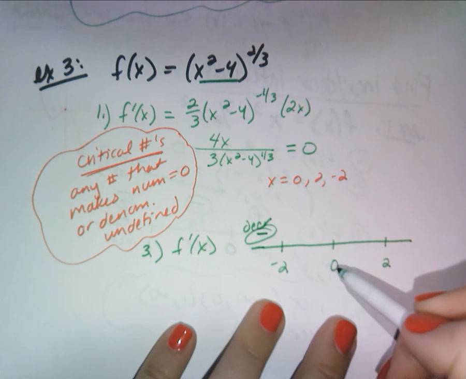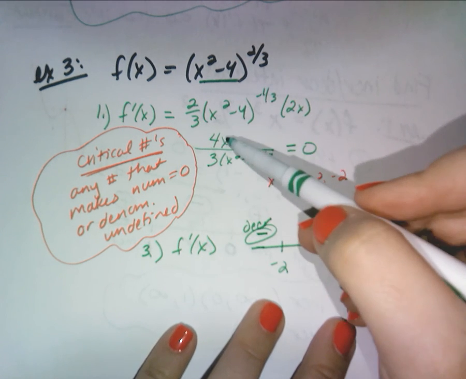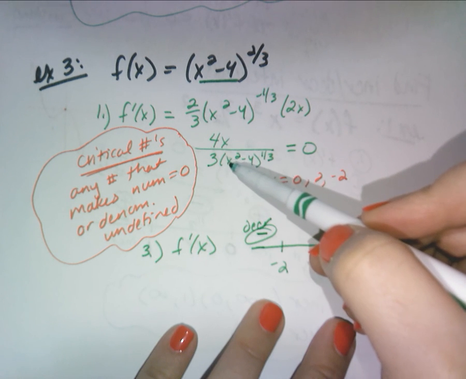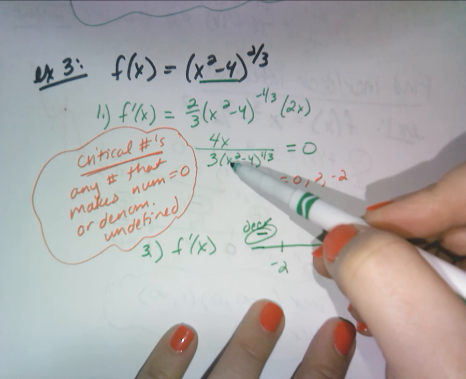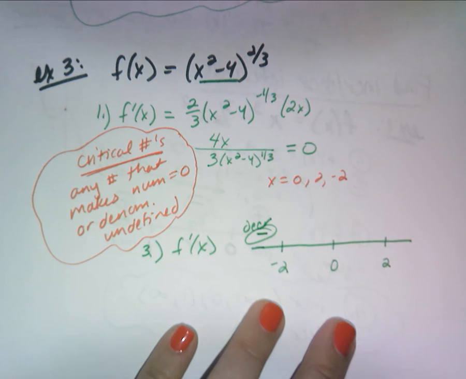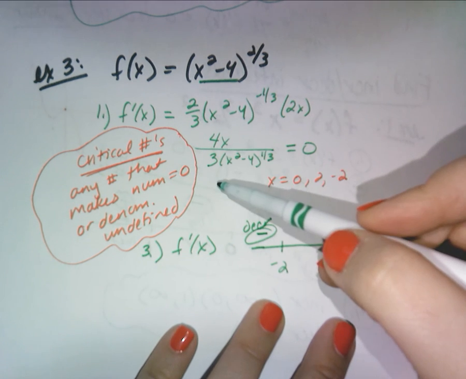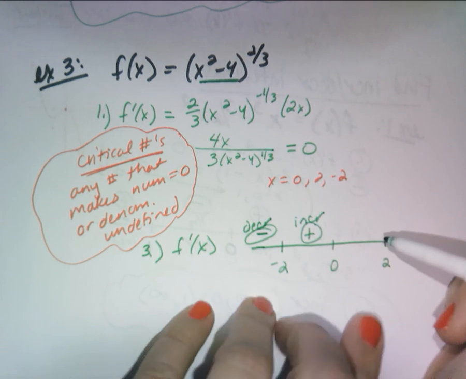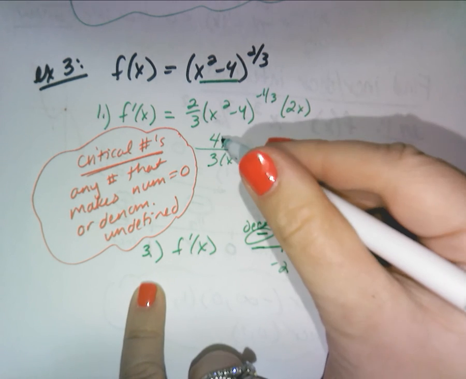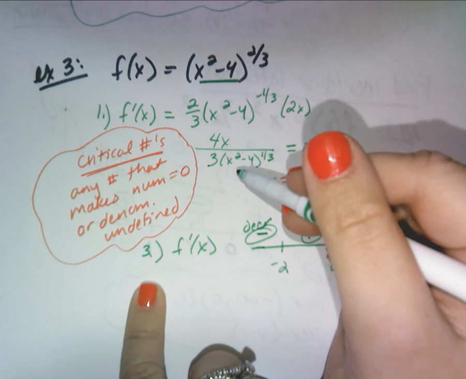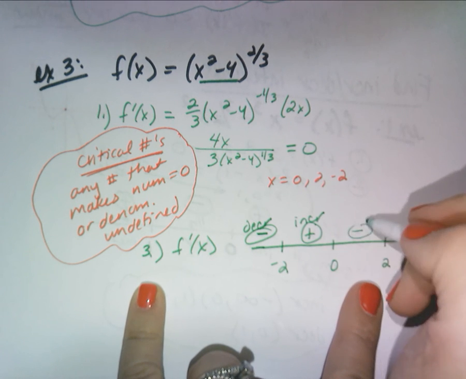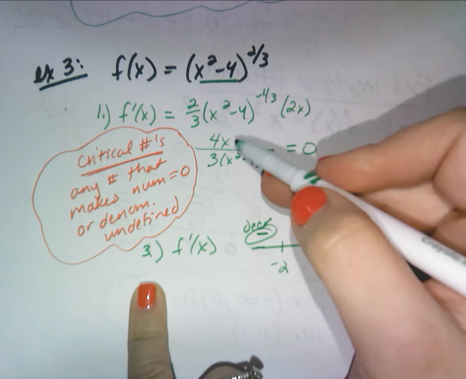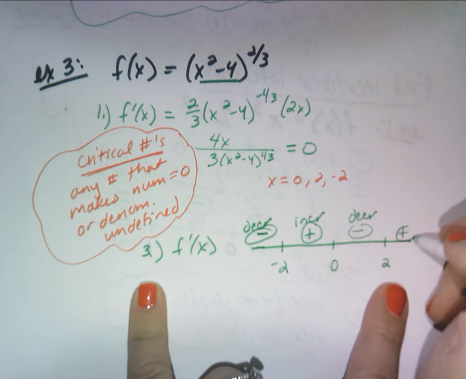-2 to 0, let's plug in -1. Would it be the same thing? Well, let's watch what happens. What's -1 squared? 1. But 1 minus 4 is negative. So it's negative over a negative, which is positive. So that's increasing. Plug in 1 would be positive over negative, which is negative. And then plug in a larger number than 2, you get positive over positive, which is positive.